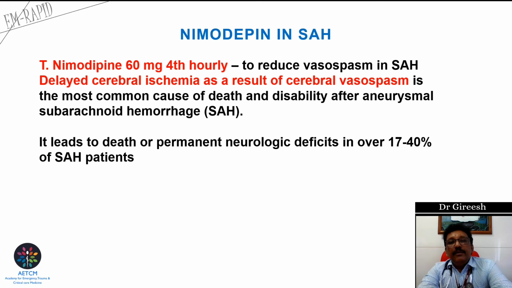Nimodipine can be used in subarachnoid hemorrhage, 60 milligram fourth hourly. Delayed cerebral ischemia as a result of cerebral vasospasm can occur. This drug can reduce the vasospasm. Nimodipine is a calcium channel blocker. It acts in the brain. Like other calcium channel blockers reduce the vasospasm in the heart or peripheral circulation, nimodipine reduces the vasospasm in the cerebral circulation.